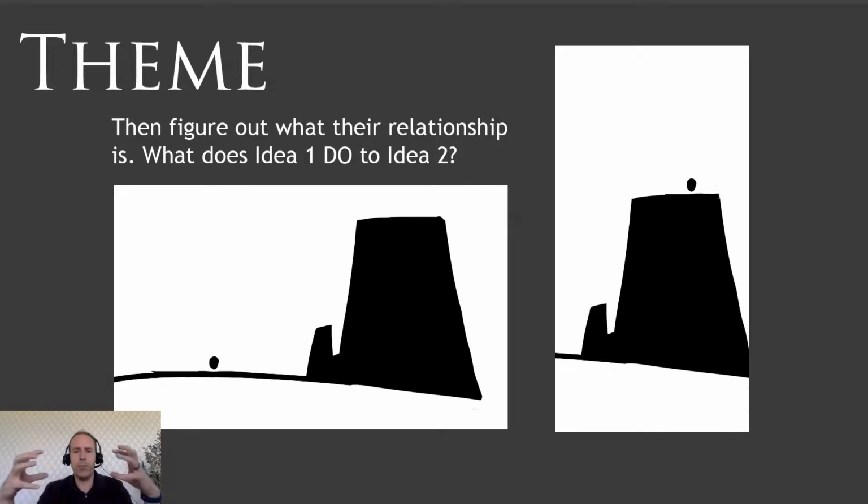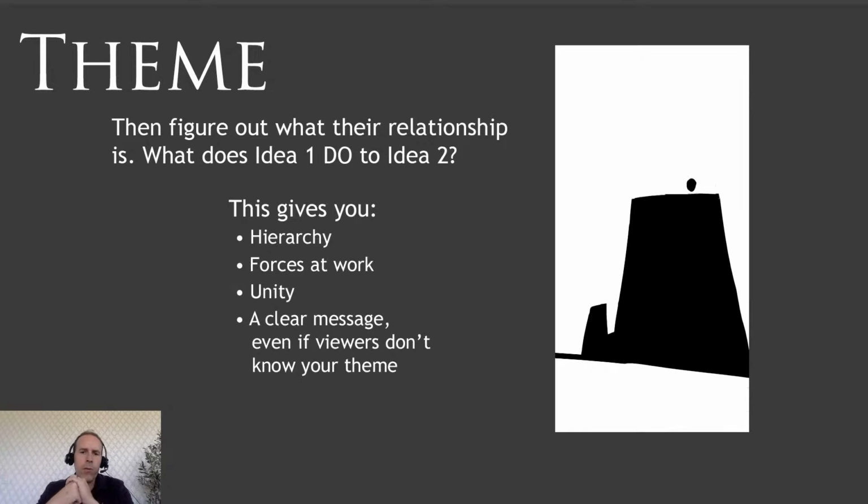The two ideas by themselves and their contrasting quality is not the theme. You don't have a theme until you figure out what the relationship is. What does idea one do to idea two? Or what does idea two do back to idea one? And when you have this, what you have is a theme.